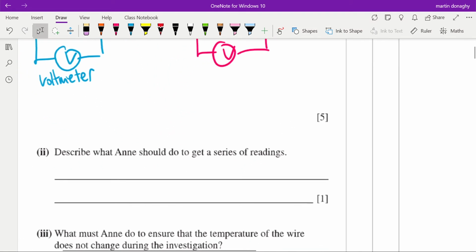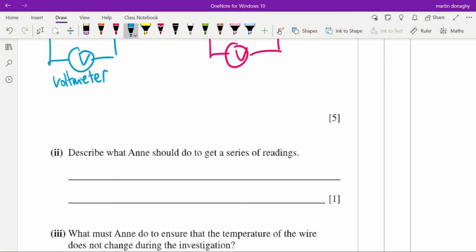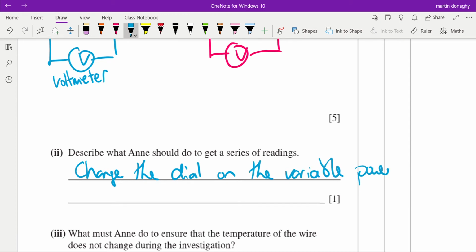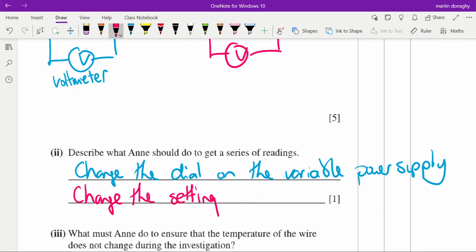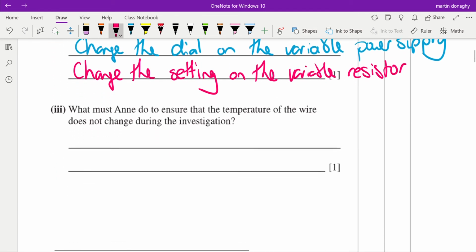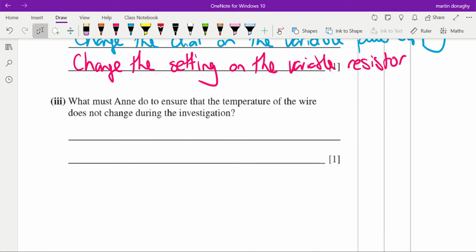Describe what Anne should do to get a series of readings. Change the dial on the variable power supply. If you've drawn the second circuit, change the setting, might be a dial, might be a slider, on the variable resistor.